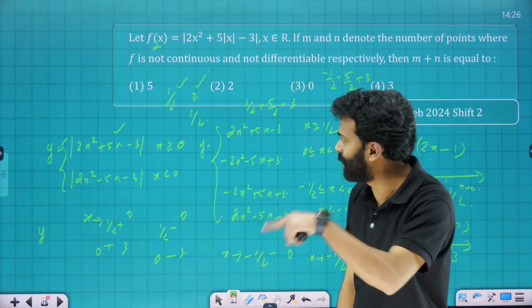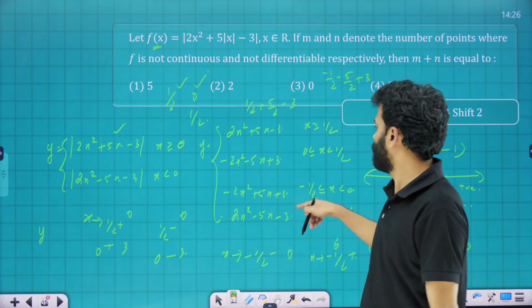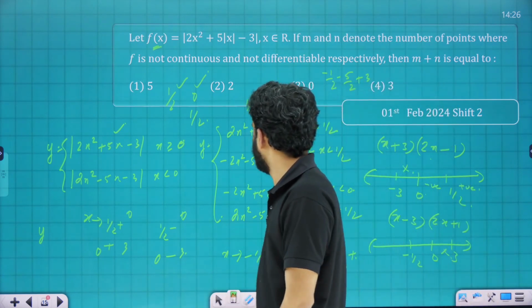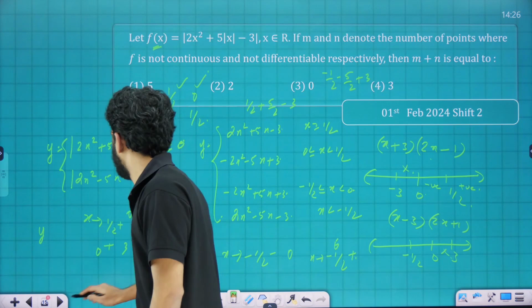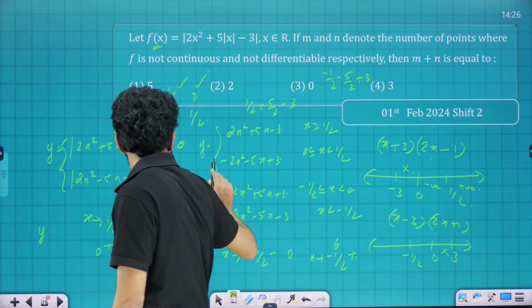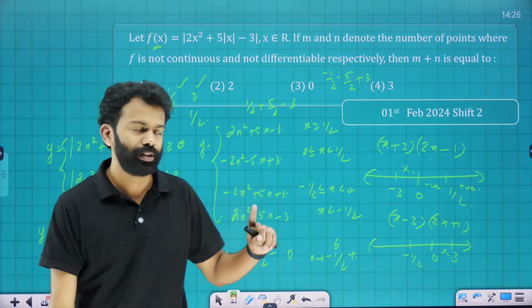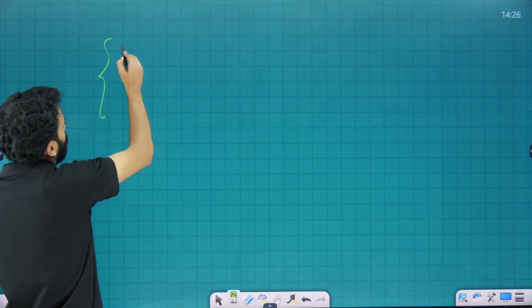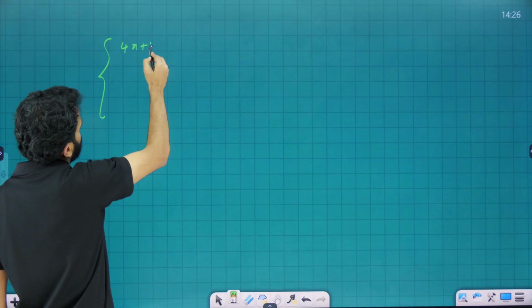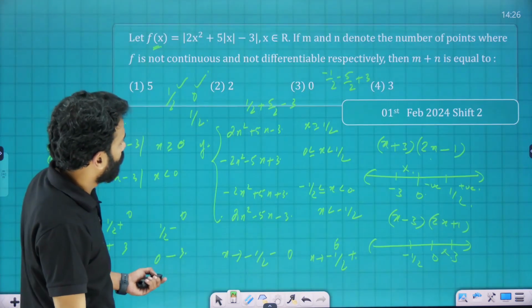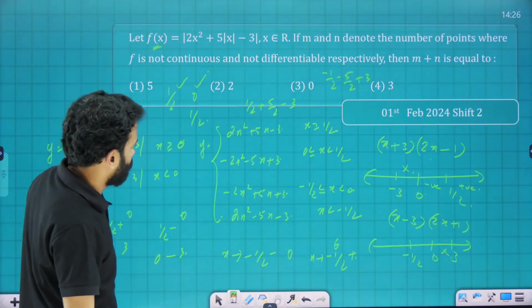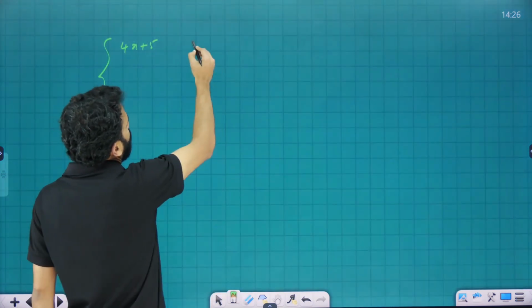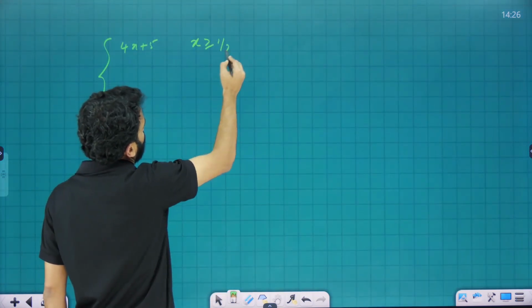0 points. Then we need to check whether the function is differentiable at all of those points. For that we can directly differentiate this. You will get 4x plus 5. Okay, we need to shuttle between the slides, sorry for that. Therefore, it will be 4x plus 5 for x greater than or equal to 1 by 2.